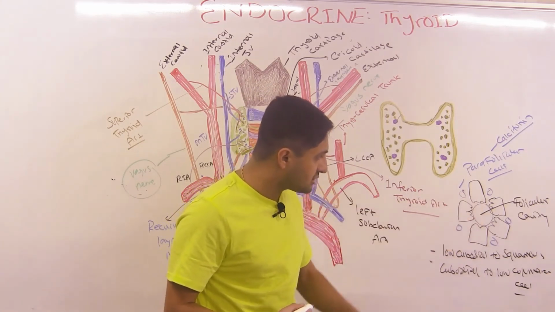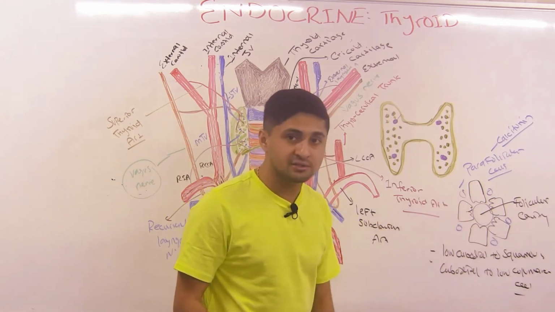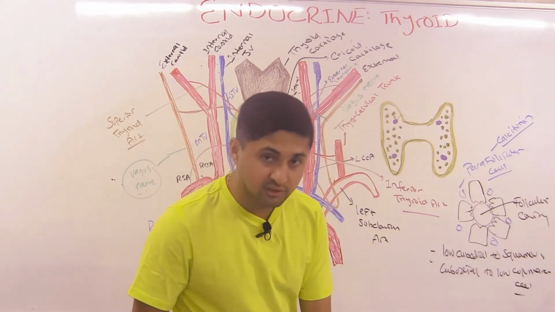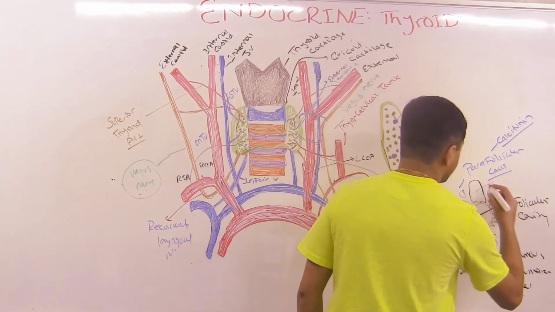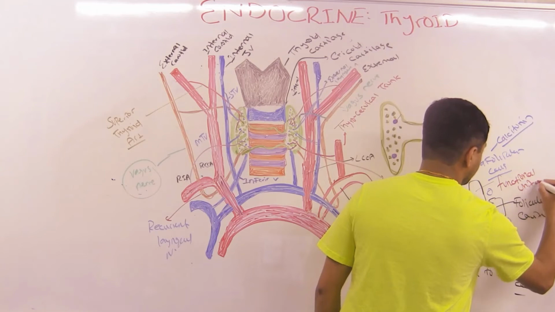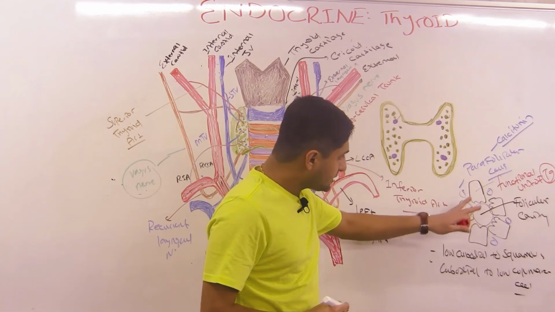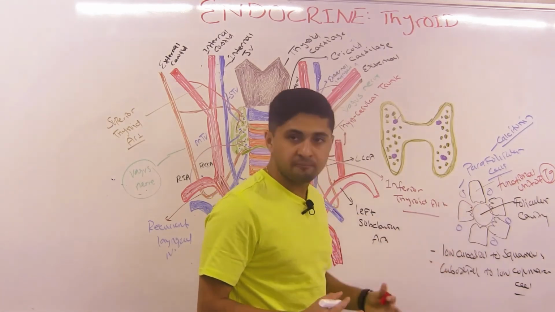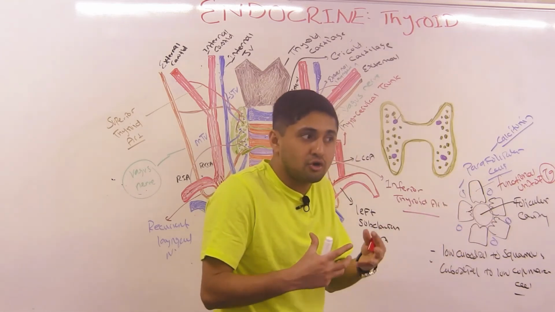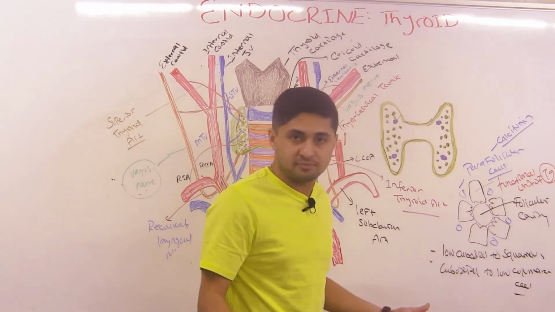These follicular cells are the ones that synthesize your thyroid hormones. That's the reason why these follicular cells are called the functional unit of your thyroid gland, TG. Now, this is just the structure of your thyroid gland, because the thyroid gland is composed of these follicular cells, or principal cells.